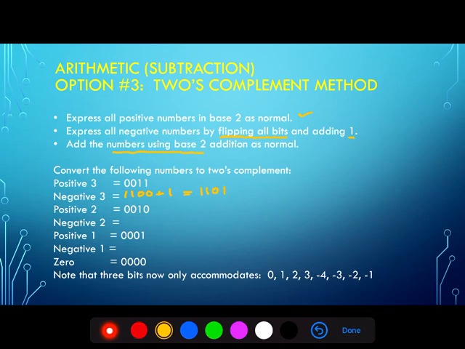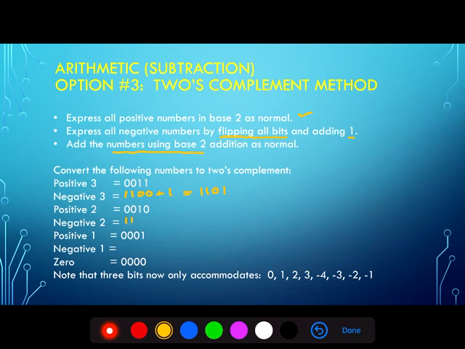Now notice the leftmost significant bit turns out to be 1, indicating that it is indeed a negative number. But it's not the straightforward conversion that we used in option number 2. This is the 2's complement method. Likewise, we can convert positive 2 to a negative number using 2's complement notation.